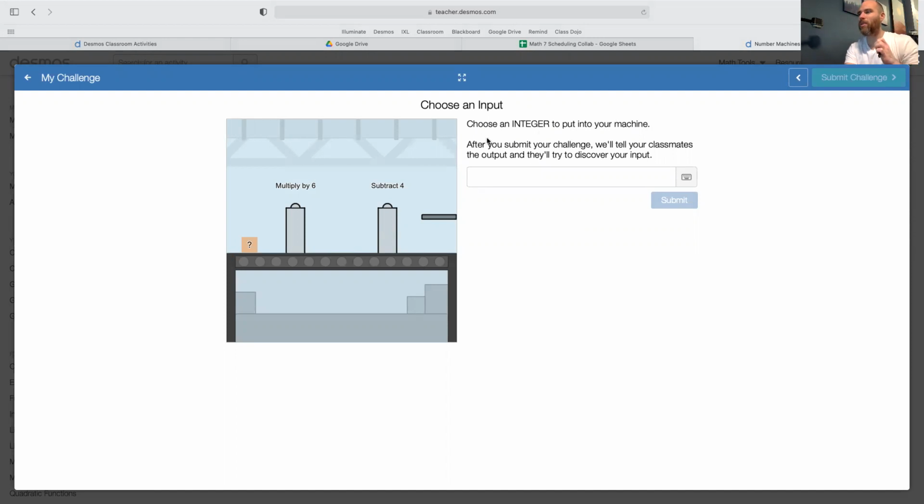Okay, and then it says choose an integer, that's a whole number, but it can be positive or negative. And this is the input number. And then what's going to happen is it's going to give this challenge to other students, but it won't give them the input number. It'll give them the output number, and they're going to have to work backwards to figure out what your input number was. Choose someone else's challenge and do one. You can do as many as you want, but you need to do at least one, please.